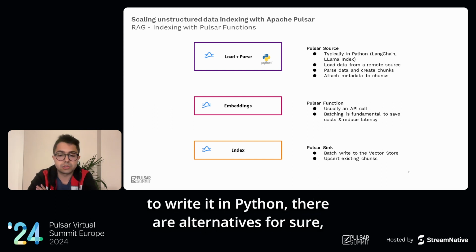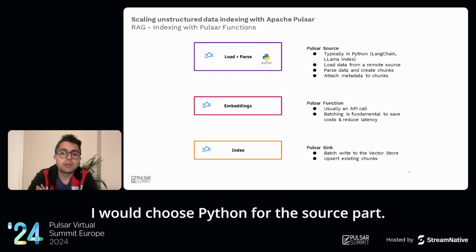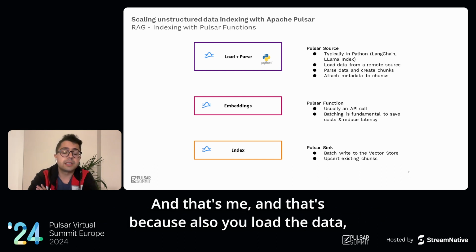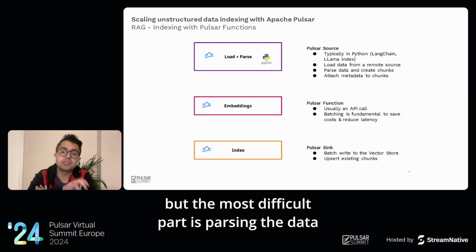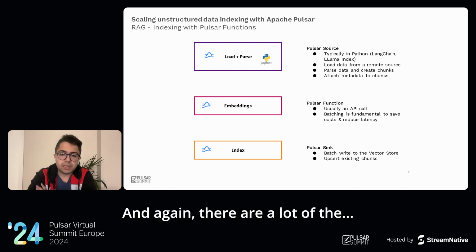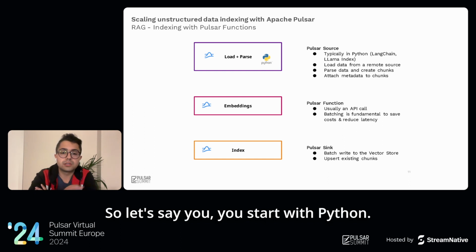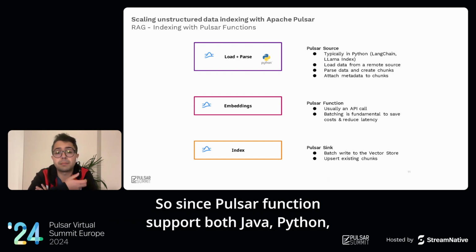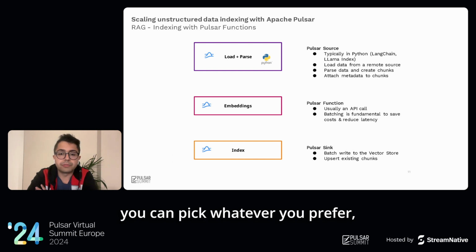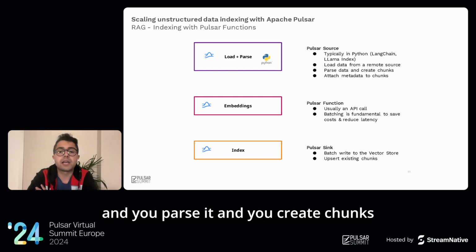There are alternatives for sure, but if I had to do it today, I would choose Python for the source part. That's because you load the data, but the most difficult part is parsing the data in a reliable way. And again, there are a lot of frameworks and libraries optimized for this kind of operation. So let's say you start with Python. Since Pulsar Functions support both Java and Python, you can pick whatever you prefer, but you can do it in Python. So you load data from a remote source, and you parse it, and you create chunks.